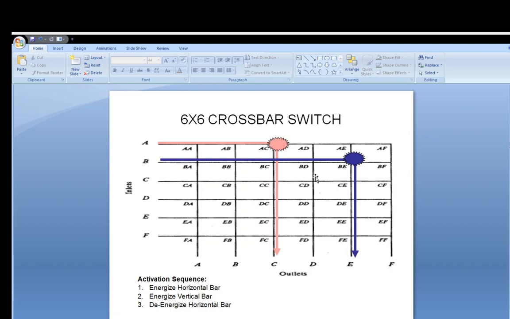But the call connection between B and C will not be considered, because in this case C is energized first and then after that B is energized. So the thumb rule that was decided is that for setting up a call, the horizontal bar should be energized first and then the vertical bar. So the connection between B and C will not be possible.